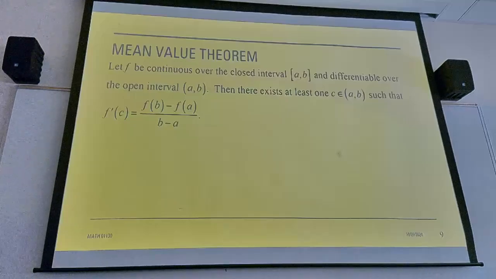Let f be continuous over the closed interval a to b and differentiable over the open interval a b. Then there exists at least one c in that open interval, such that f prime of c is f of b minus f of a over b minus a.